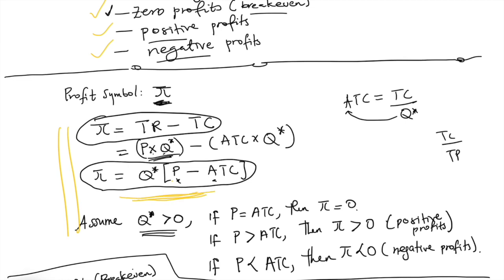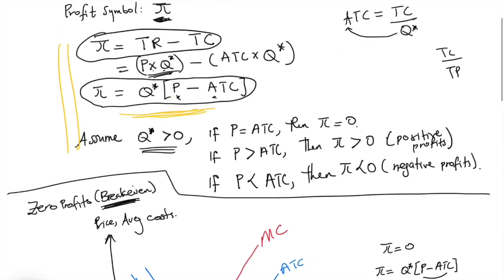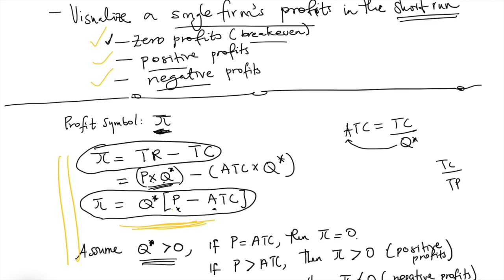Now with this nifty formula, you can get some ideas. If Q star is always positive, how are our profits 0? It will be 0 if P equals ATC, which is what we got in this graph. How is our profit positive? It's positive if price is bigger than the dollar value of our average total cost. And how is our profit negative? It is negative if our price is less than our average total cost.